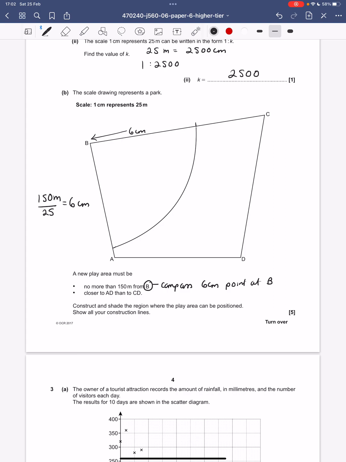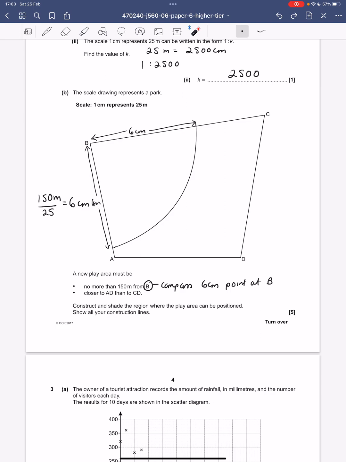I haven't got a compass on my toolkit with this, or I don't think I have anyway. And that's going to be 6 centimetres as well. So basically, no more than 150 metres from B. So it can't be more, so it's got to be inside there somewhere. Okay, so it's inside here. Okay, we don't want it outside here. It needs to be inside there.